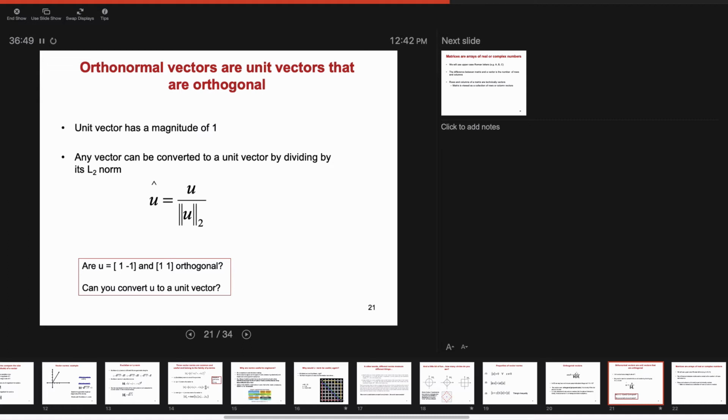So what is the scalar product of them? It's 1 times 1 plus minus 1 times 1. So it's 1 minus 1. Scalar product is 0. What is the cosine theta, therefore? It has to be 0. What is theta if cosine theta is 0?